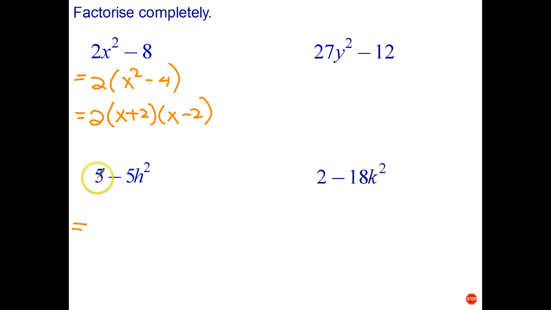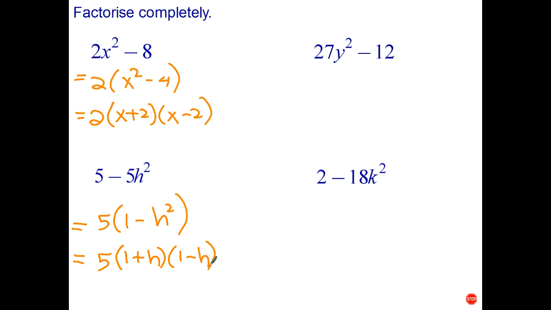Okay, let's have a look at this one down here. Again, 5 isn't a perfect square, 5h squared isn't a perfect square, but I can take out a common factor of 5, which is 1 minus h squared. What's left in the brackets is a perfect square. That's 1 squared and h squared. So that can be factorized as 1 plus h, 1 take h.